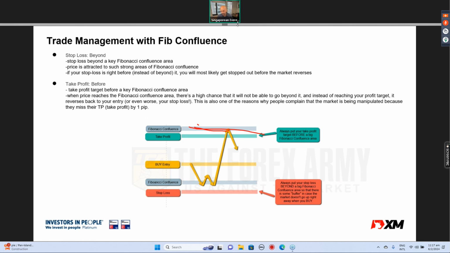Similarly, when we have also identified a support area here underneath the buy entry via Fibonacci confluence, right? Then, of course, we will not set our stop loss at exactly the Fibonacci level. We need to give ourselves a little bit of allowance. So hence, we will set that stop loss underneath the Fibonacci support or Fibonacci confluence, right? So this gives us breathing space so that it helps us to identify more suitable stop loss and take profit levels.